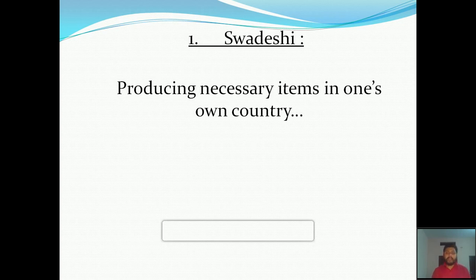I'll explain it with an example. Suppose we take the example of Patanjali products. What's the speciality of Patanjali products? It's an Indian company. It is producing all the different necessary items in our country by using our raw materials. And what happens? Suppose all Indians are purchasing items of Patanjali, then what will happen? The money spent by Indians will be circulating in the Indian economy.